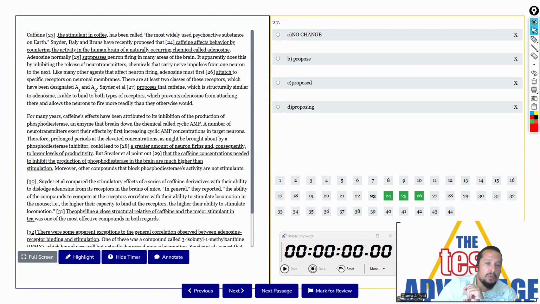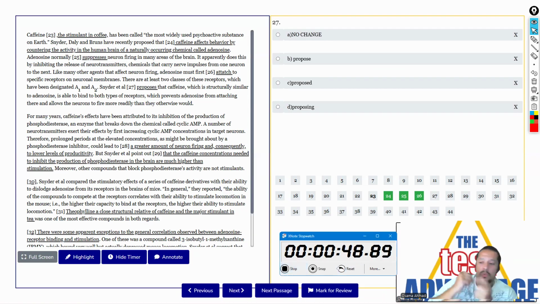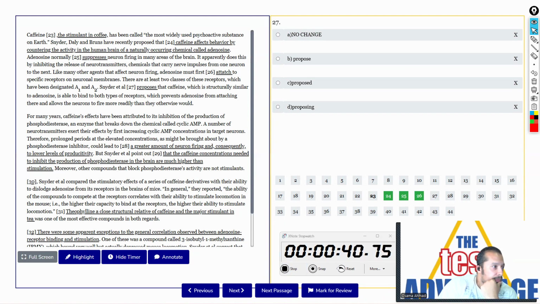So we'll go to the next question. Another diction question. This is what EST is all about. Actually, this is not diction, I'm sorry. I thought it was. That's my mistake.